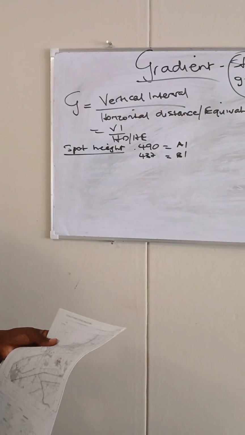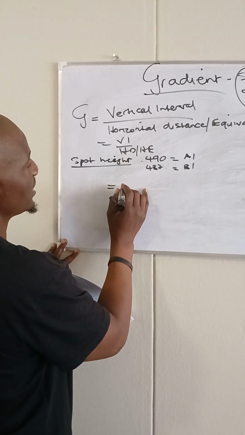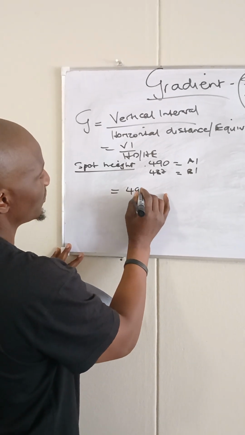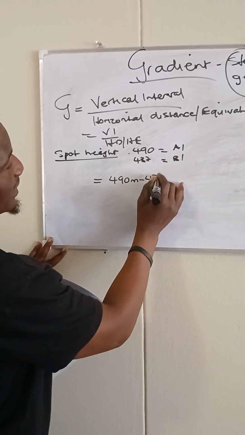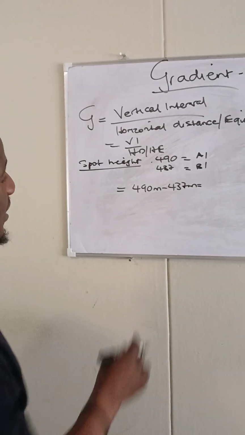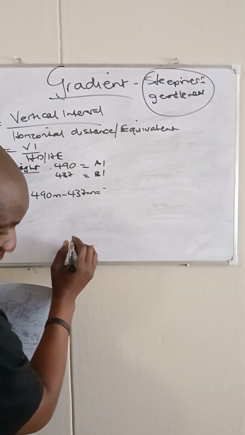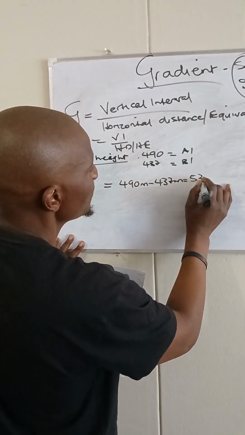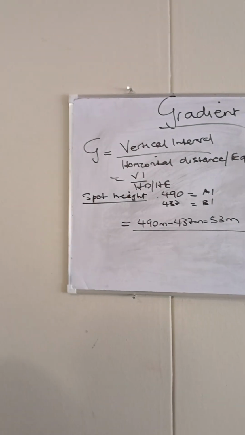So how do we calculate our vertical interval now? Vertical interval, we are now saying the highest height, which is 490 meters, minus the lowest height, which is 437 meters. Okay, if you subtract the 2, what are you going to get? You get 53 meters. We have already done this on paper. I'm just demonstrating so that at least you understand.